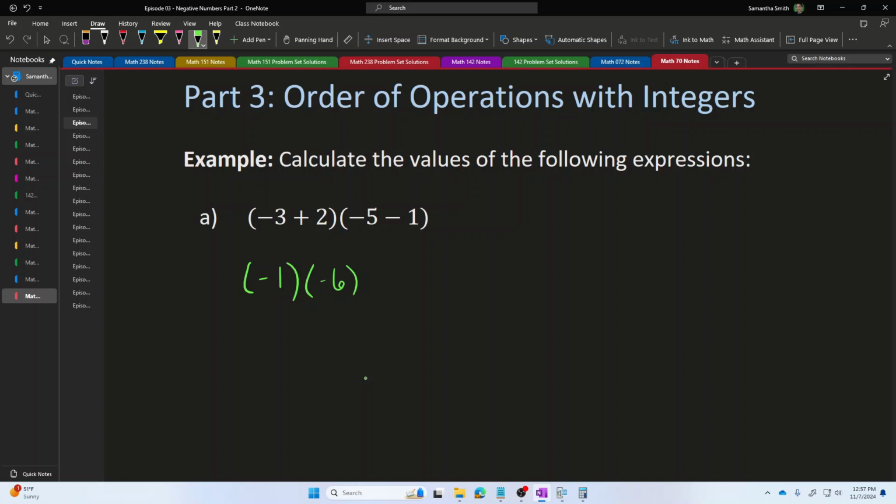So now I have the product of -1 and -6. And we've noticed that when you multiply a number by -1, the result is always the opposite of what you started with. So the opposite of -6 would be +6, and +6 would be the result of this calculation.